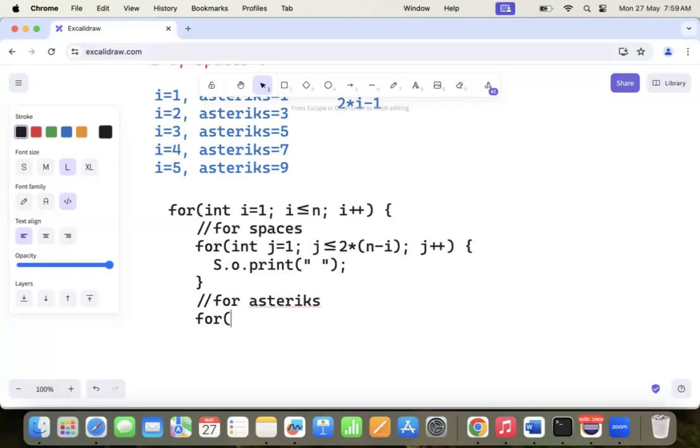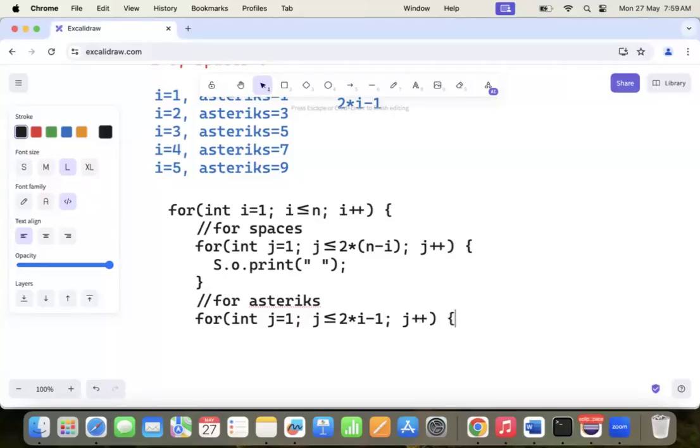For int j is equal to, again I can take j also, right? Because that j and this j are two different variables. j is equal to 1, j less than or equal to 2 into i minus 1, j plus plus. Very good.